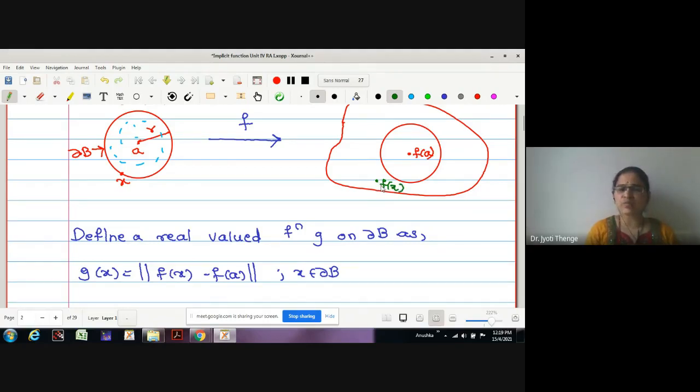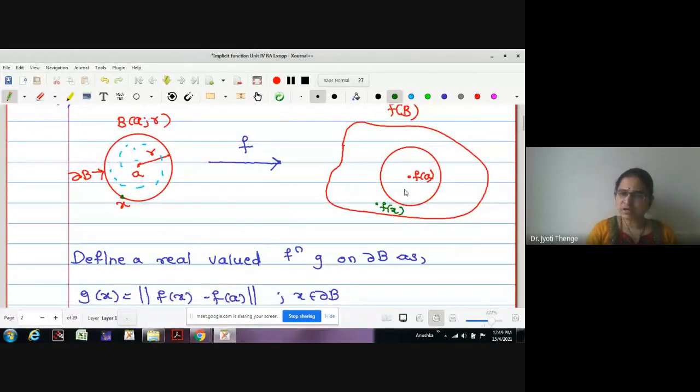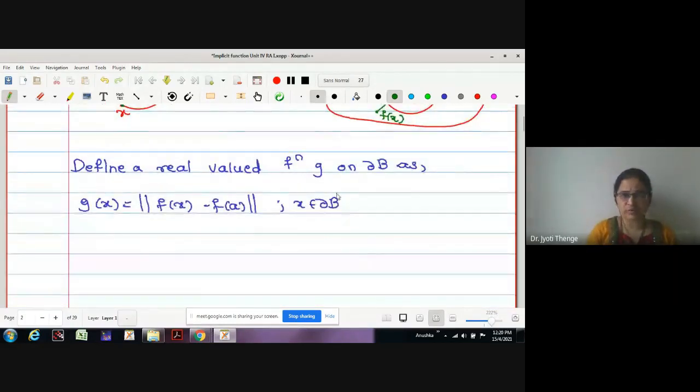Let x be an arbitrary point on the boundary of a ball, and let me assume that the f image is somewhere here, f of x. Now we are interested in the distance between f of x and f of a. As I told you, we are considering the shortest distance between the 2 points, and that's why this is a real valued function, because this distance is always a scalar number.